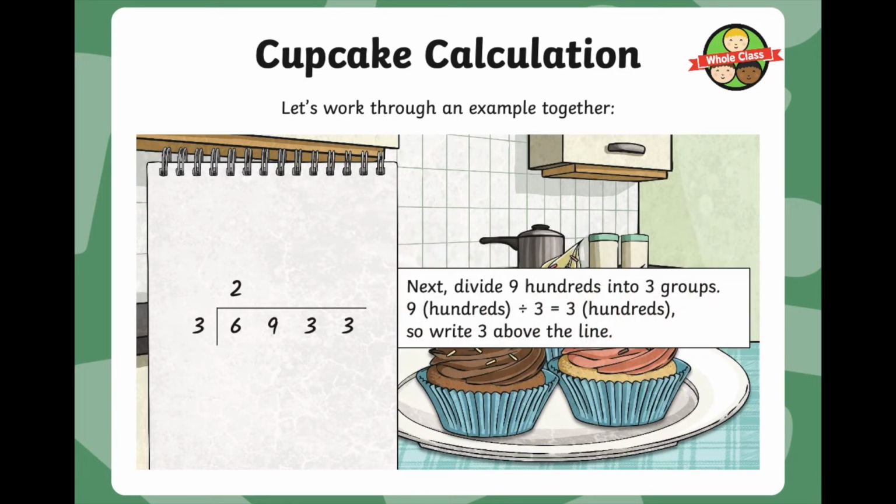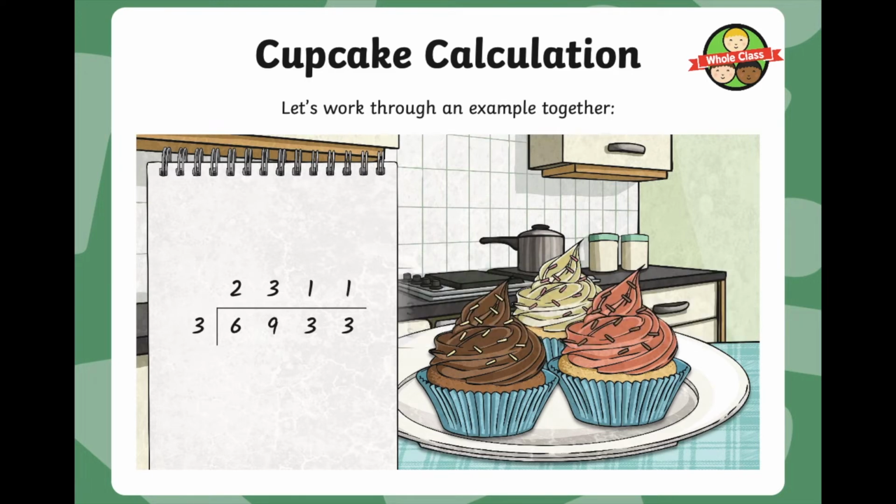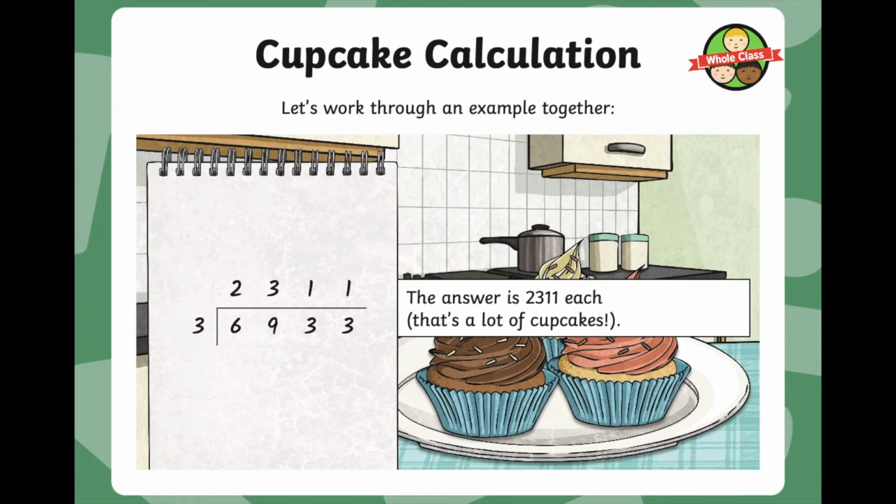Next, divide 9 hundreds into 3 groups. 9 divided by 3 equals 3, so write 3 above the line. Next, divide 3 tens into 3 groups. 3 divided by 3 equals 1, so write 1 above the line. Finally, divide 3 by 3. 3 divided by 3 equals 1, so write 1 above the line. The answer is 2,311 each. That's a lot of cupcakes.